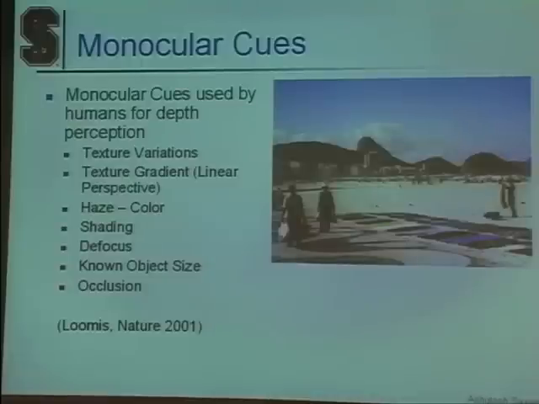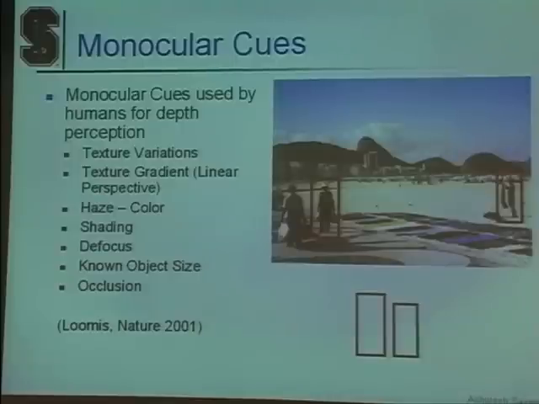Some other cues are known object size. If you look at this image of a beach, then you will notice there are known objects that you can see in the image. For example, these buildings, these people. And if you look at each of these people, then you can infer how far they are, because you know people are roughly of the same size. So if a person is farther away, he or she will be smaller in the image as compared to a person which is bigger in the image, and therefore is closer.